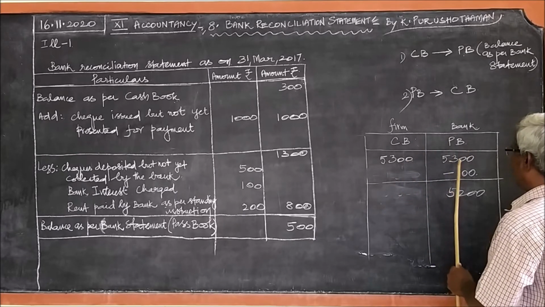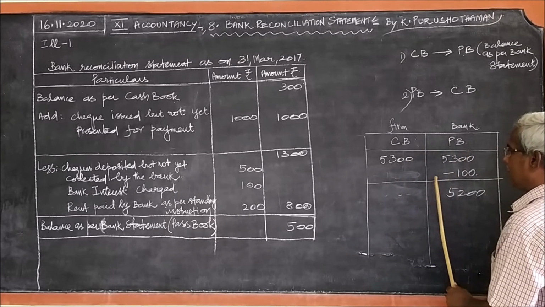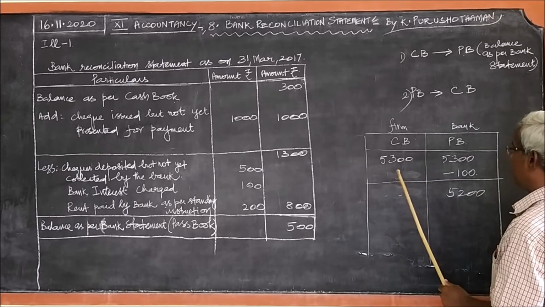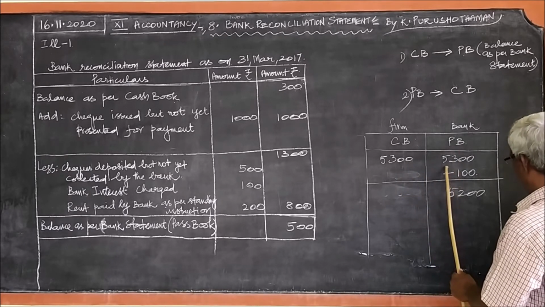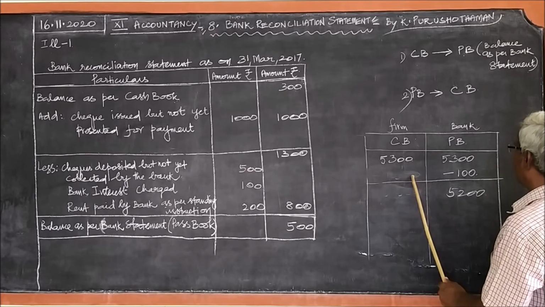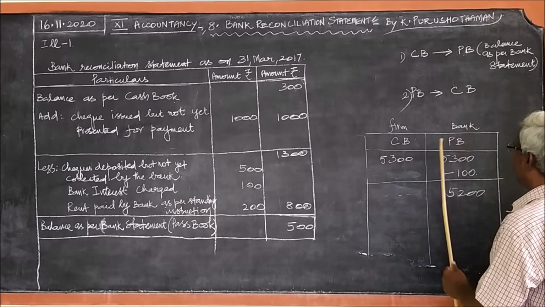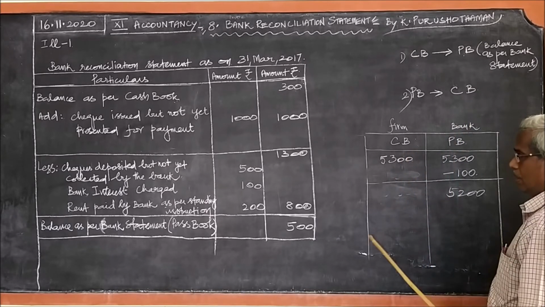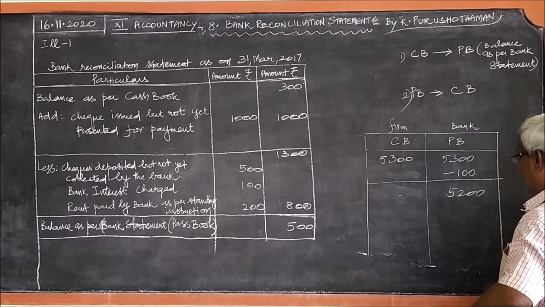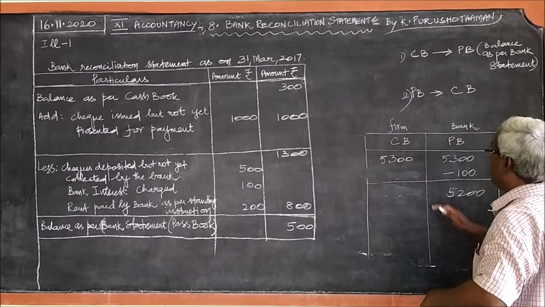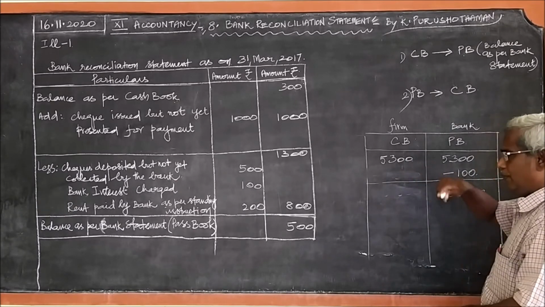In the bank, 100 rupees interest on bank charge they have charged. Interest, they will automatically minus and show it. The bank need not inform the business. Only when you pass entries in the passbook, you will come to know it. They will not inform you.